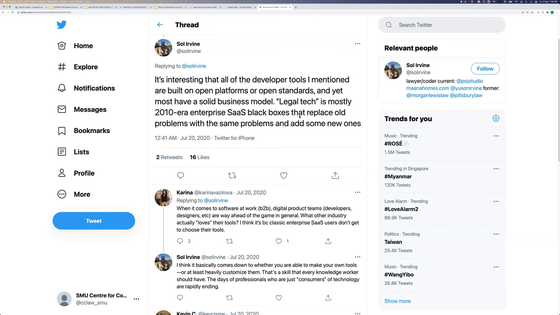What are the potential obstacles, technical and non-technical, that you foresee in the development and eventual adoption of such a solution? Well, I don't know.